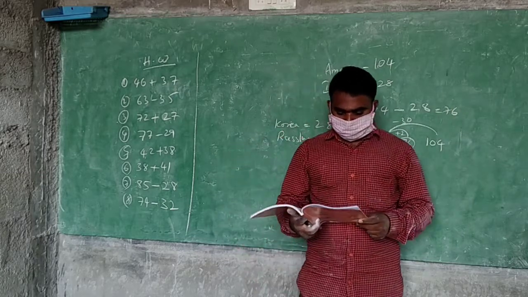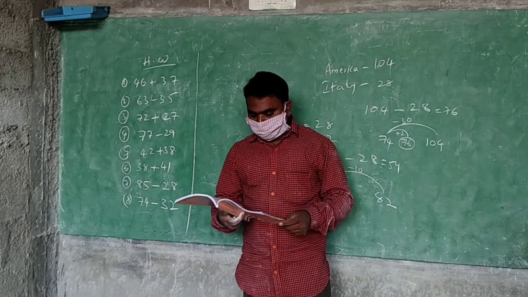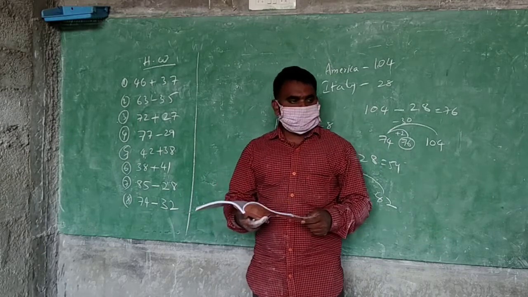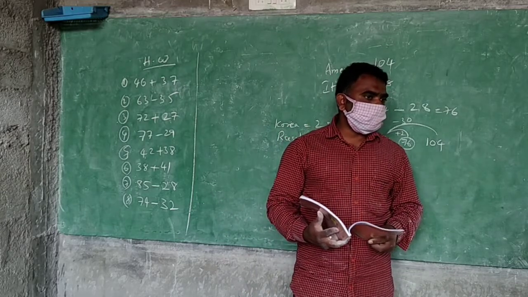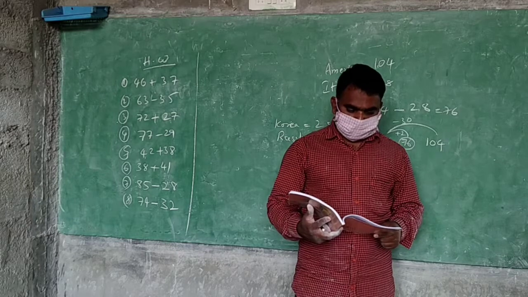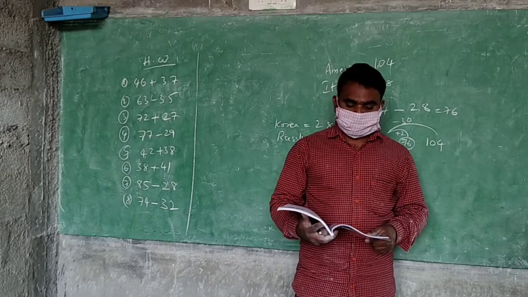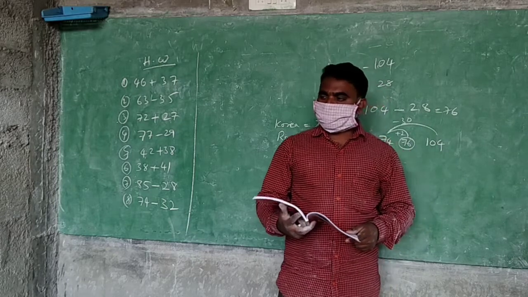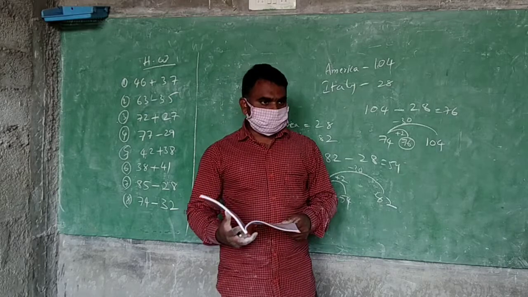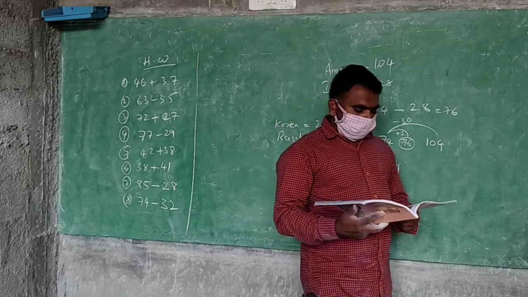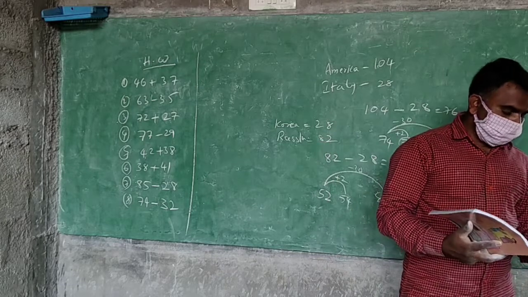Okay, next question. How many more medals does China need to get an equal number of medals as America? Same question, no? China and America. China 88. America 104. So America got more, China got less, no? To find how many less, what should we do? Subtraction. 16. Okay, you can get the answer.